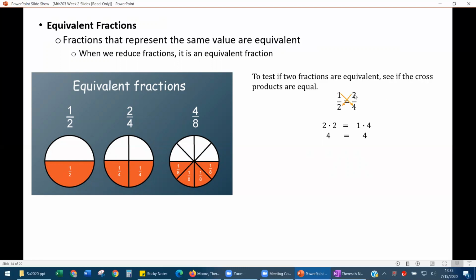So 1/2 is equal to 2/4. If I multiply the 2 and 2, I get 4. The 1 and 4, I get 4. 4 is equal to 4. Therefore, these 2 fractions are equivalent.